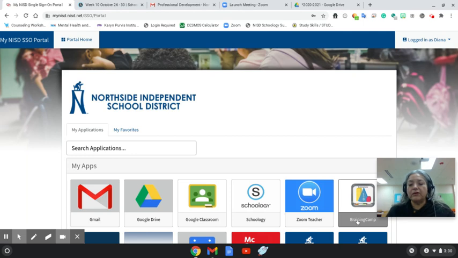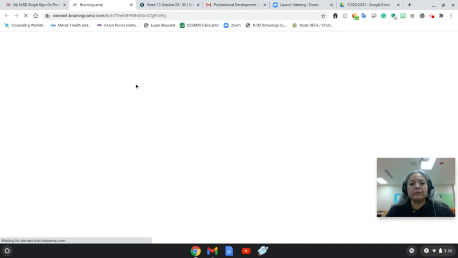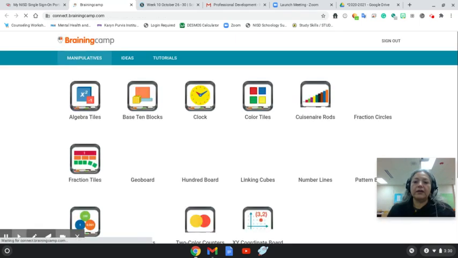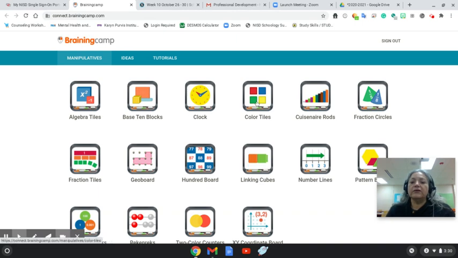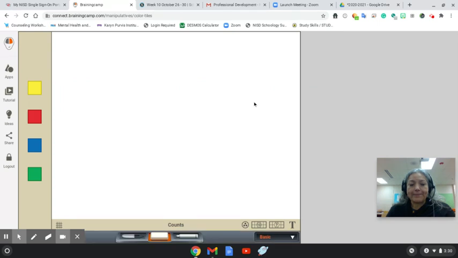ratios in a model. So we're going to go into Brainingcamp. So go ahead and click on that from your portal. And what you're going to do is go to the color tiles. So this is what we're going to be using for our ratios. Now, the color tiles are the different colors that you have here. So then I'm just going to go ahead and start putting color tiles here and then showing you how to represent an equivalent ratio for that.